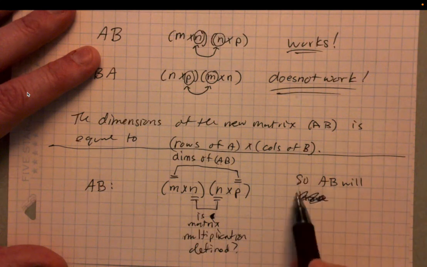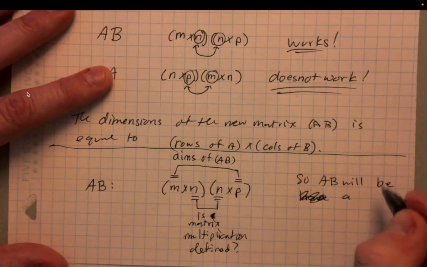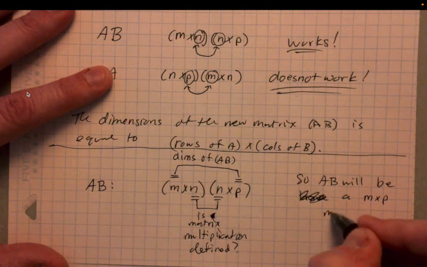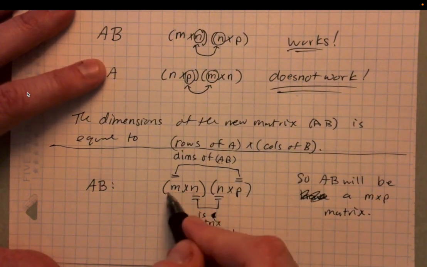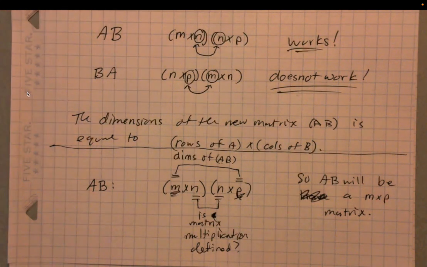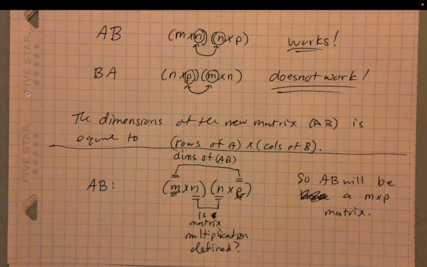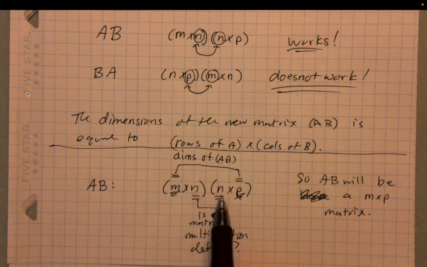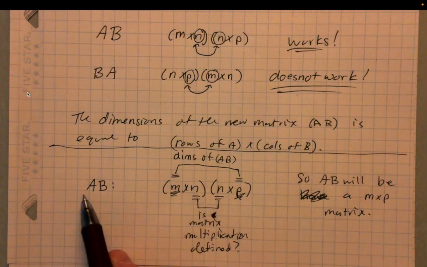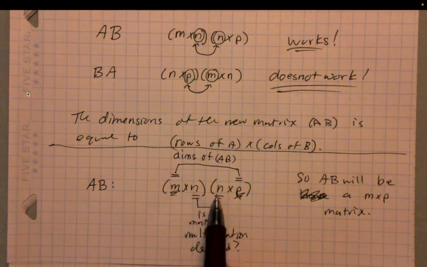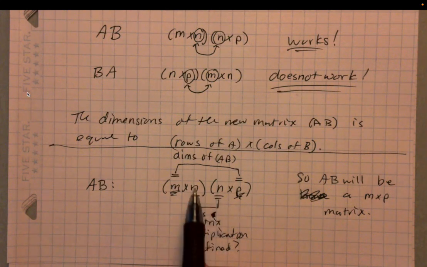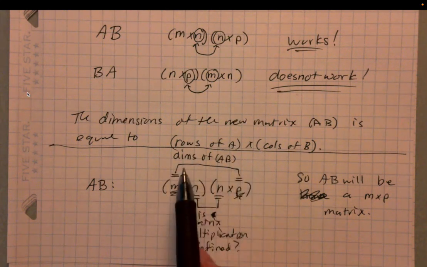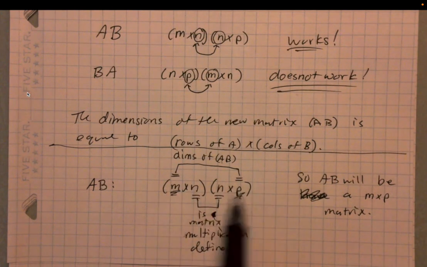Well, what I could say is, AB will be an m by p matrix. This is the prerequisite for multiplying matrices. You first have to determine whether matrix multiplication is defined using the columns of the first matrix and the rows of the second matrix, i.e. the inside numbers. And once that's done, the dimensions of the product are determined by the outside numbers.